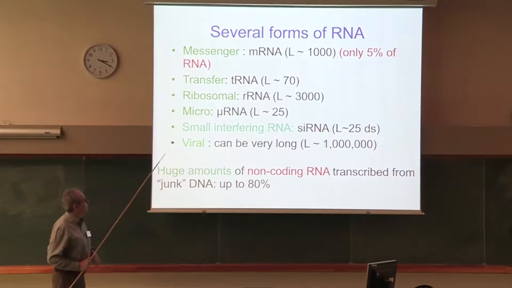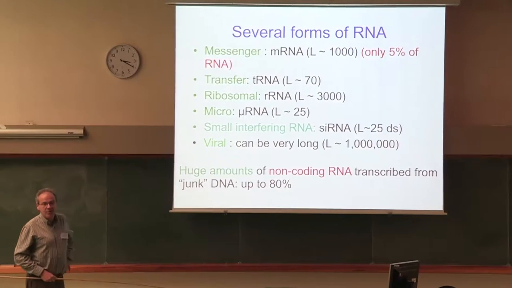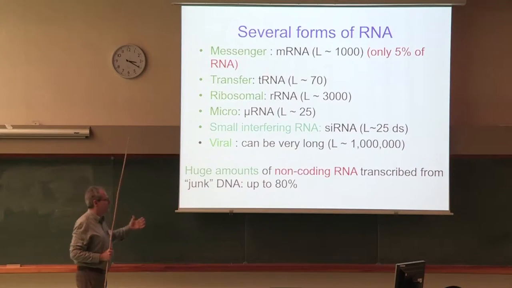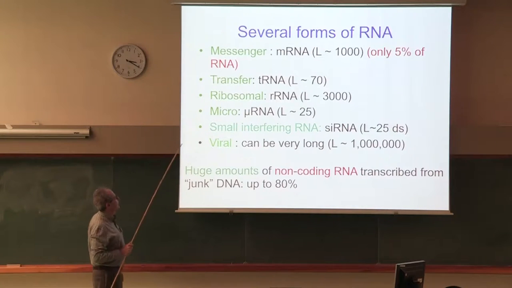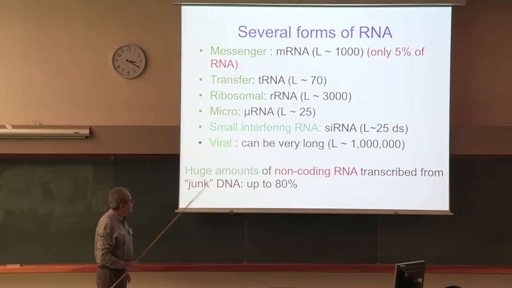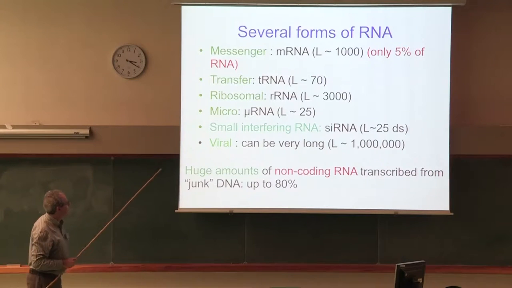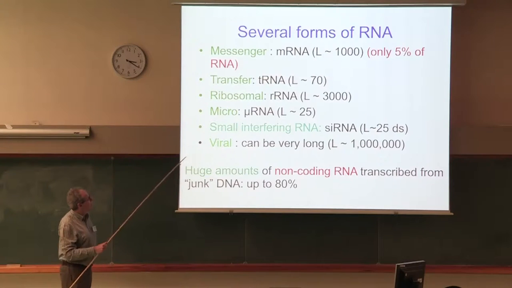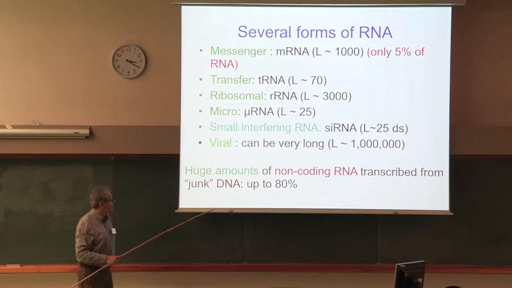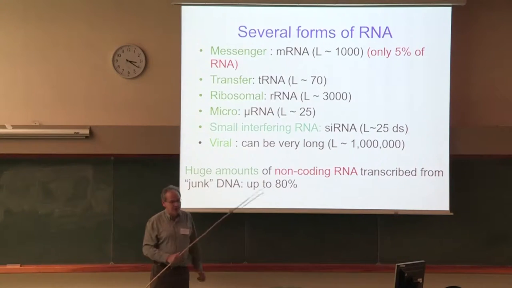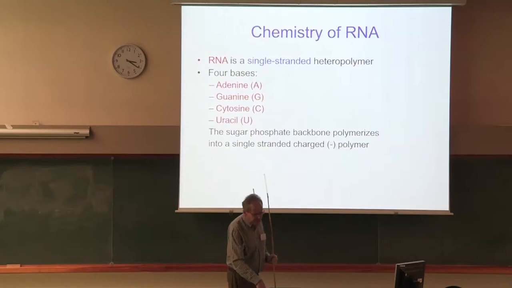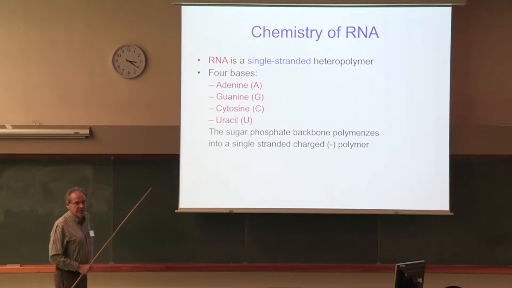Since the discovery of RNA, many forms of RNA have been found in the cell. The first one which I described, messenger RNA, which takes you from the DNA genes to the proteins, represents only 5% of the known RNA. There are all these other kinds of RNAs which are very important. The recently found microRNAs are supposed to be very important in the regulation of the biology of the cell. Many viruses contain RNA, which can be quite long. And it has been found that up to 80% of DNA is transcribed into non-coding RNA. So RNA has become a very important molecule in biology, and that's why more and more people are working on RNA in general.